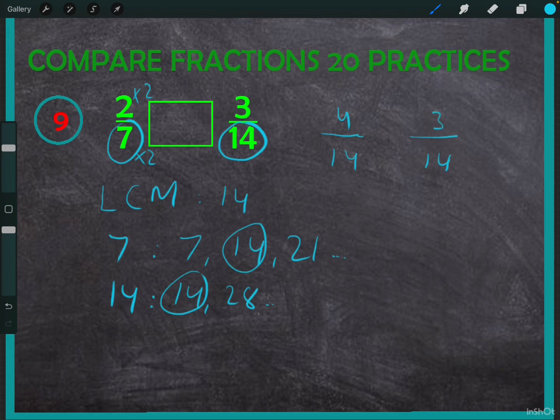Alright, so now we have two new fractions with the same denominator, 14. To compare them, we only need to compare the two numerators. 4 is greater than 3, so 4 over 14 is greater than 3 over 14, or 2 over 7 is greater than 3 over 14.